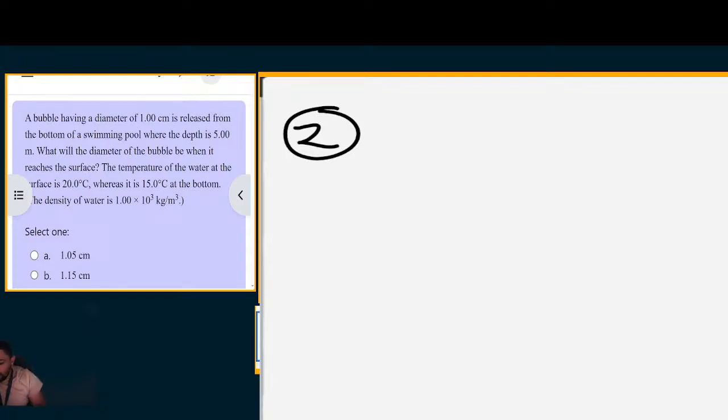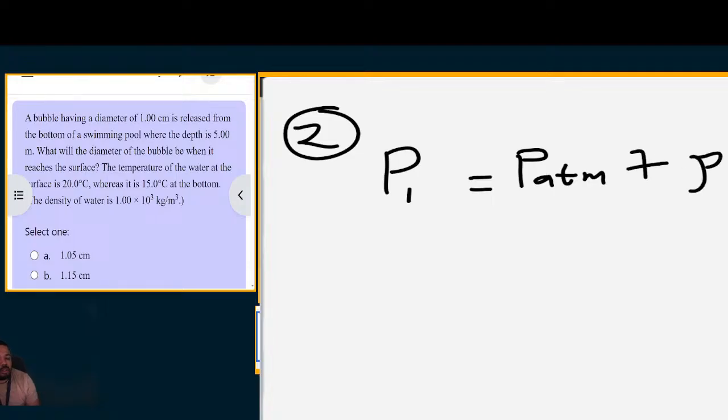Now, first of all, we need to find out the pressure at the bottom of the pool. And we know this from this law: the pressure at the bottom of the pool is equal to the atmospheric pressure plus the density of the water multiplied by g times how deep it is.